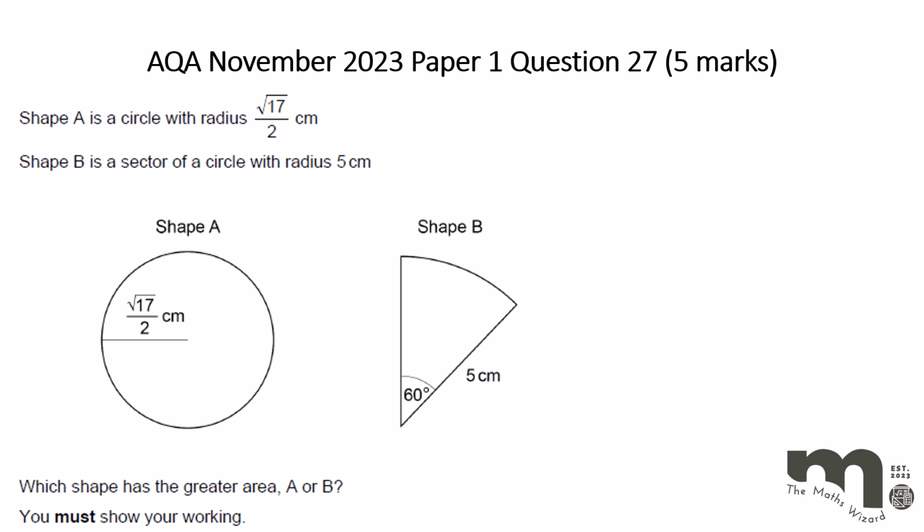This is from a non-calculator paper in November 2023 and it's worth 5 marks, and it definitely is one of the trickiest questions I've seen. It says shape A is a circle with a radius of the square root of 17 over 2. Shape B is a sector with radius of 5 centimeters. And our question is, which shape has the greater area? We've got to show working out to prove this. So pause your video and have a go.